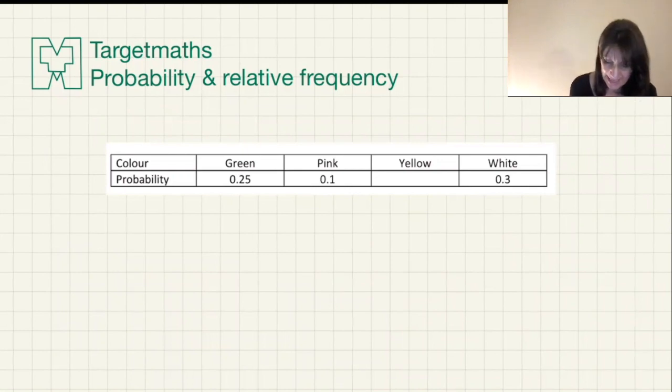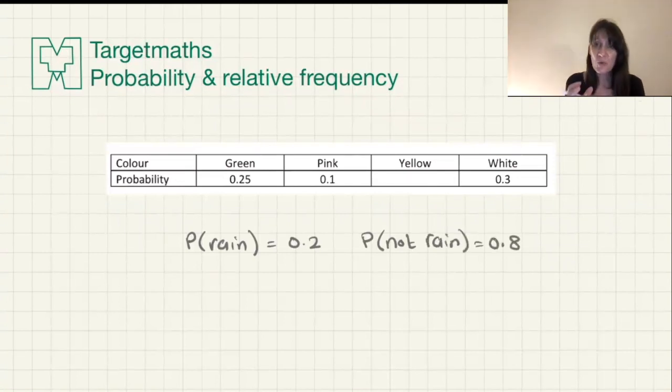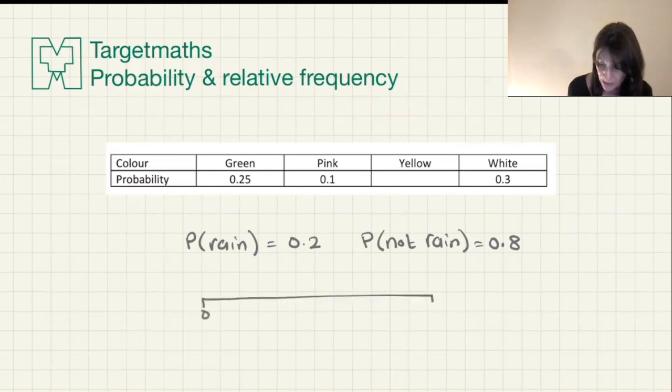So if I was to say the probability of it raining was 0.2, then the probability of the opposite thing, of it not raining, would be 0.8, because between the two events, either it's raining or it's not raining, one or the other is definitely happening. So it's a certainty that it'll either rain or not rain. And that is where this scale comes in. So our probability scale is 0 to 1. 0, absolutely impossible. 1, it's a certainty, it's going to happen.